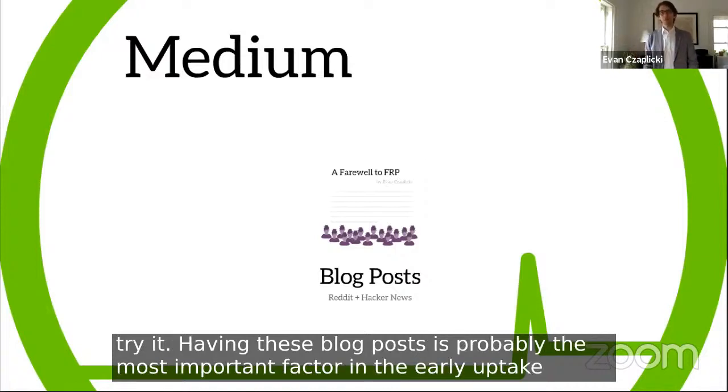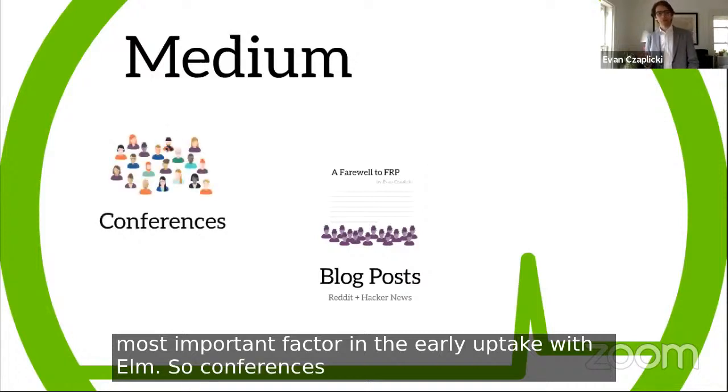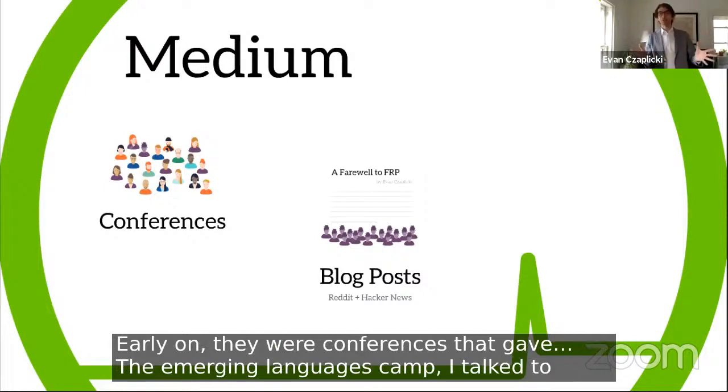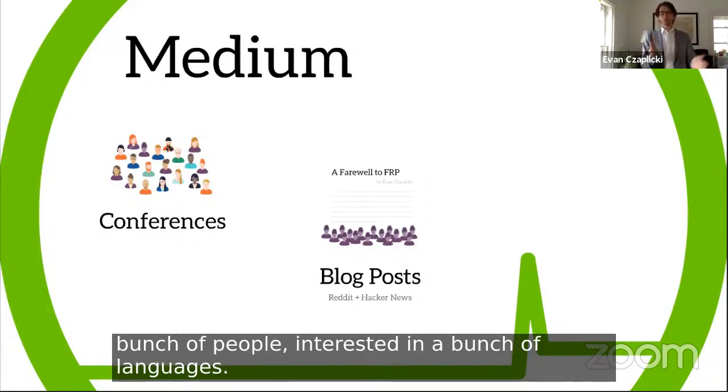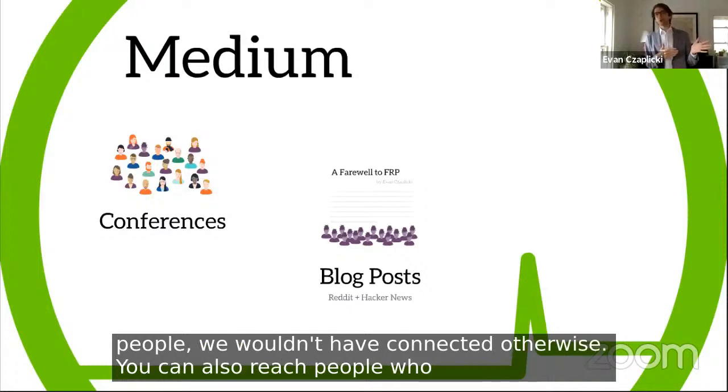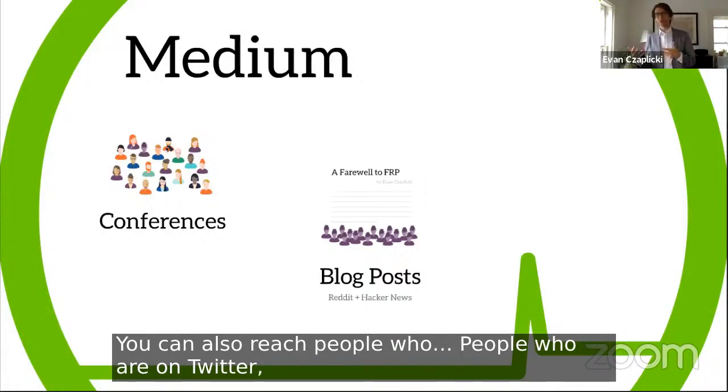Conferences also matter, but it sort of depends. Early on, there were conferences that gave Elm a shot, like the Emerging Languages Camp, where I got to talk to a bunch of people interested in new languages. That was a really good way to reach people that we wouldn't have connected with otherwise. And you can also reach people who aren't very online, right? Maybe there are people who aren't on Twitter a lot, aren't on Reddit a lot, aren't on Hacker News. How do you talk to those people?